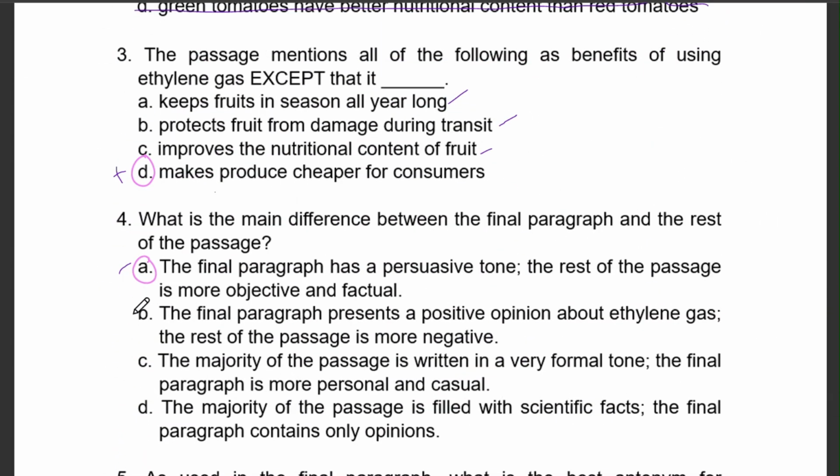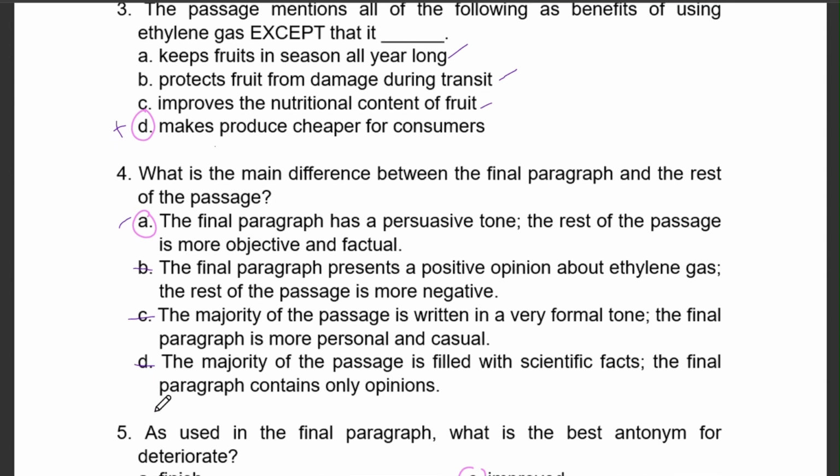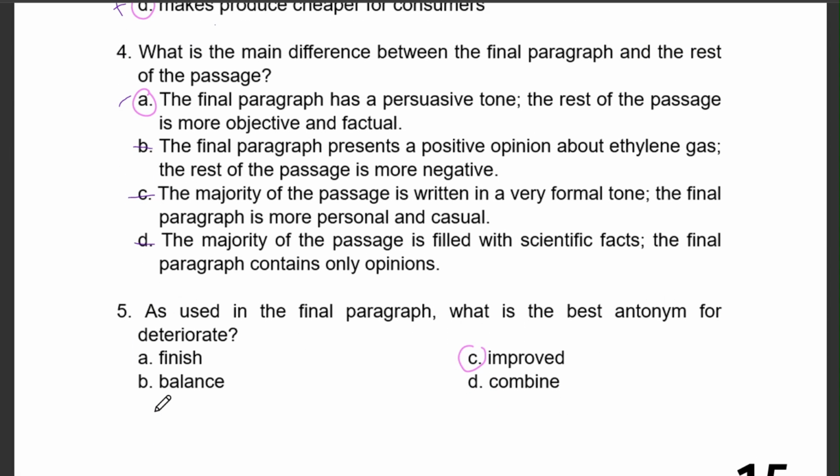Let's see why the others don't quite fit. B. The passage is not negative elsewhere. C. Tone shift is persuasive, not informal. D. The final paragraph still contains facts. For example, the 25% figure.